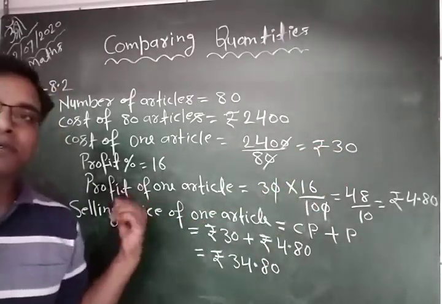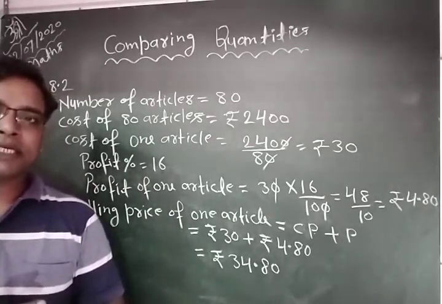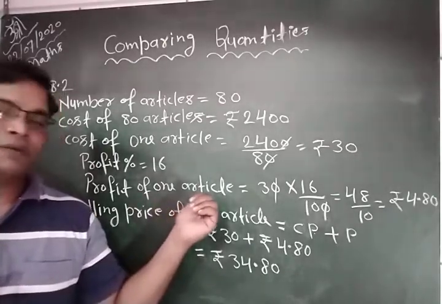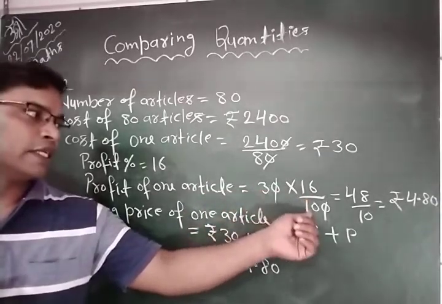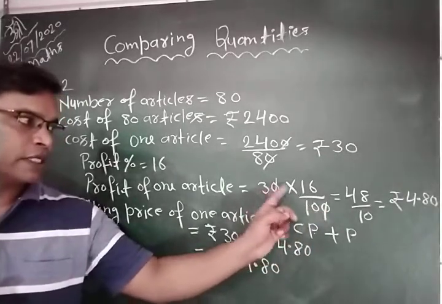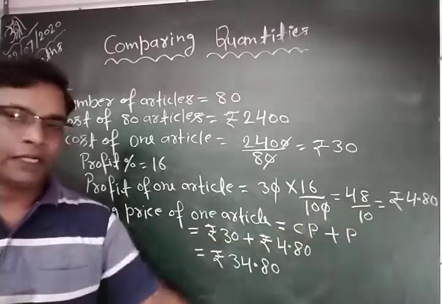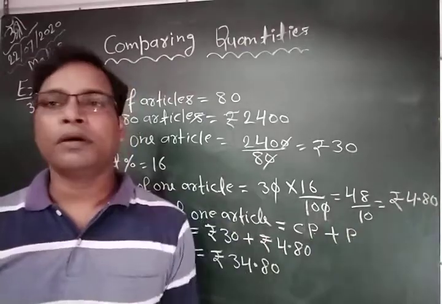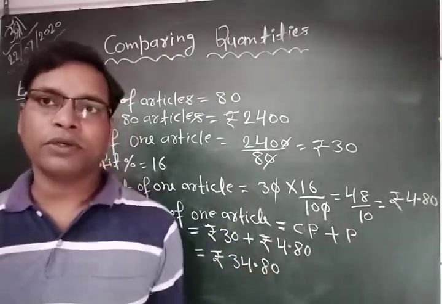Okay, and here the profit percentage of each article is also given, 16%. So we find the profit of one article, which is equal to 30 into 16 by 100, and the zero cancels here. 16 threes are 48 and here 10. So 48 by 10. If you divide 48 by 10, you obtain 4.8. Okay, it means 4.80 rupees.